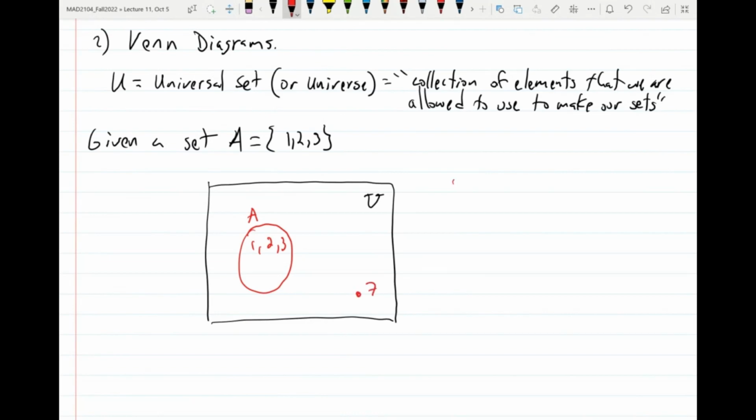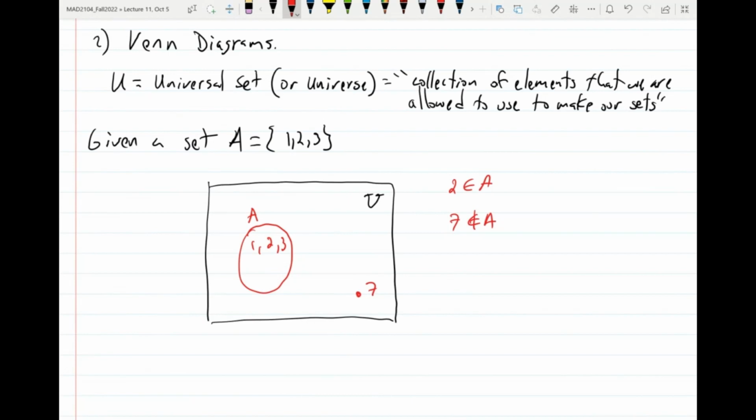By looking at this picture, for example, you can say that 2 is in A. Let's say that you don't have that description above, but you only see this picture. It's clear that 2 is in A, and you can also say that 7 is not in A, because the elements that are outside of A, you have to put them inside your universe, but not inside the set A. Do you understand this?